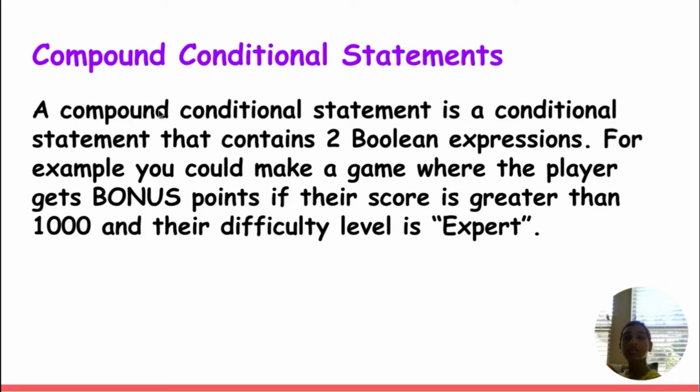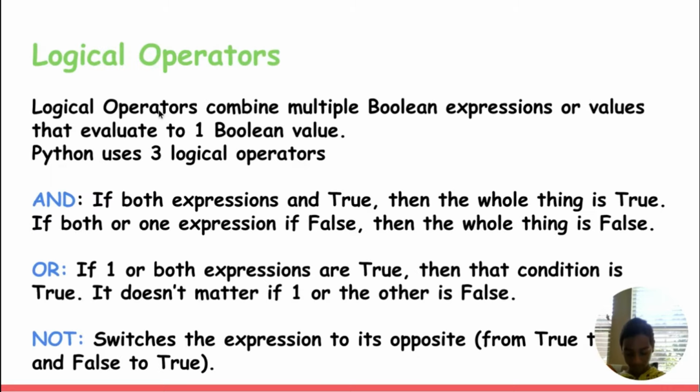Compound conditional statements. A compound conditional statement is a conditional statement that contains two Boolean expressions. For example, you can make a game where the player gets bonus points if their score is greater than or equal to 1,000 and the difficulty level is expert.